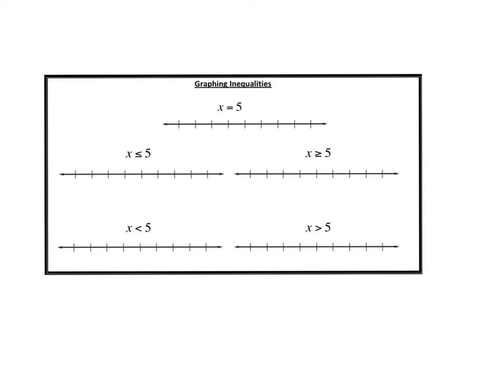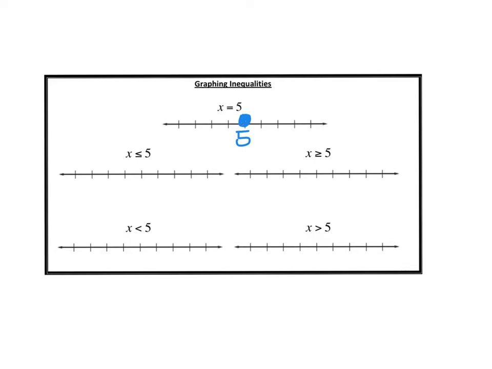In this lesson, we're going to take a look at solutions of inequalities. First of all, let's review what inequalities look like when they are graphed on a number line. So if I have x is equal to 5, what that means is that in every case, x can only be 5. So we would show that by putting a solid dot on the 5.